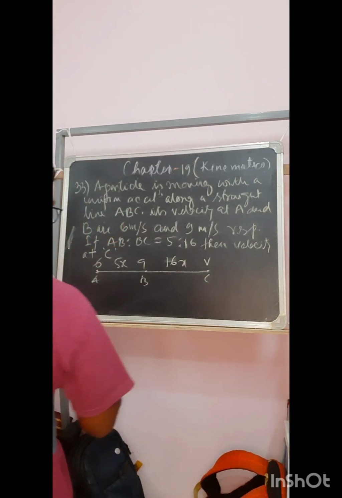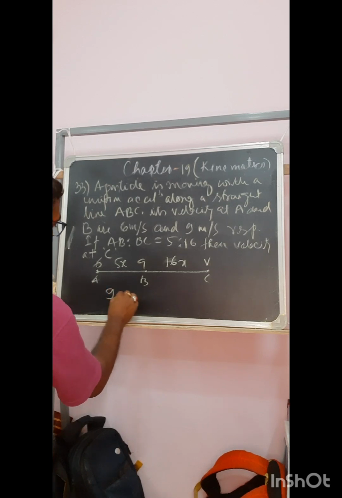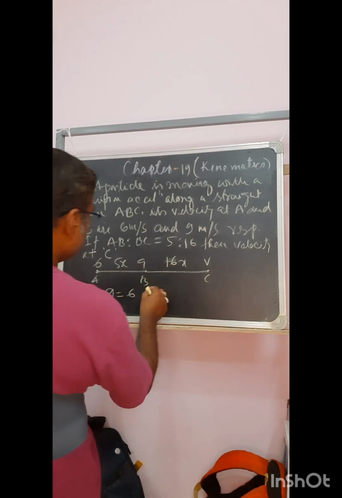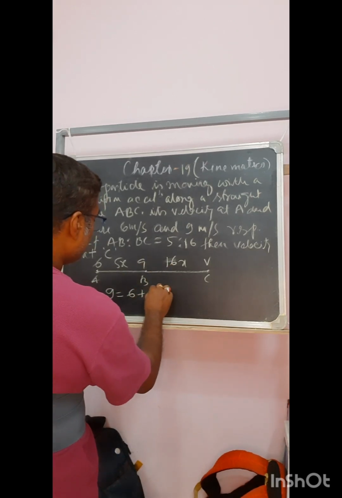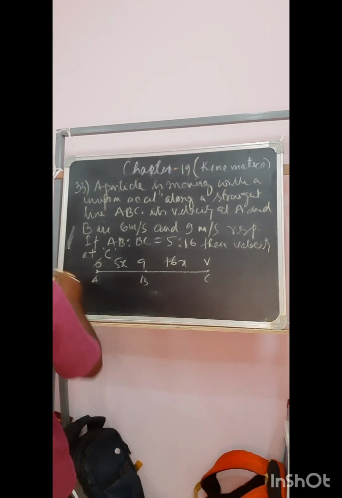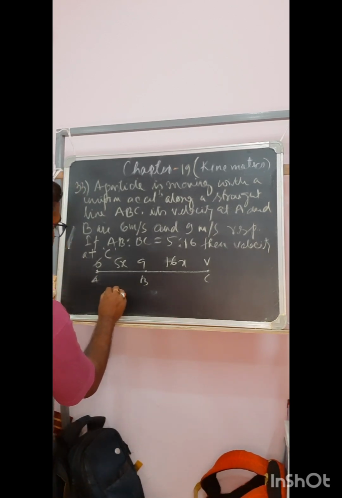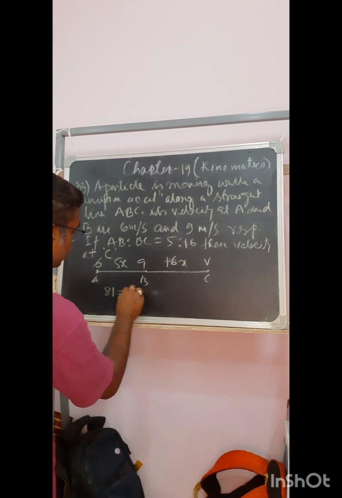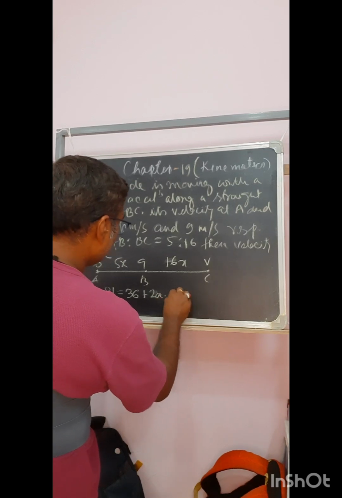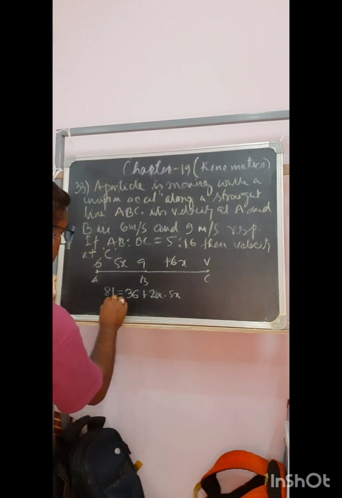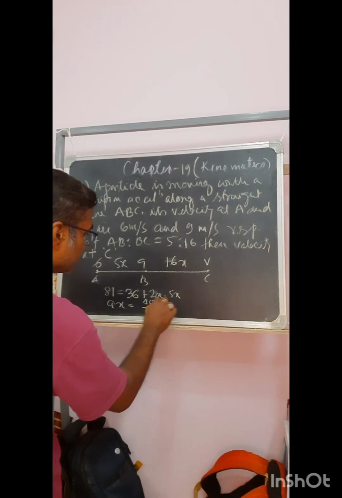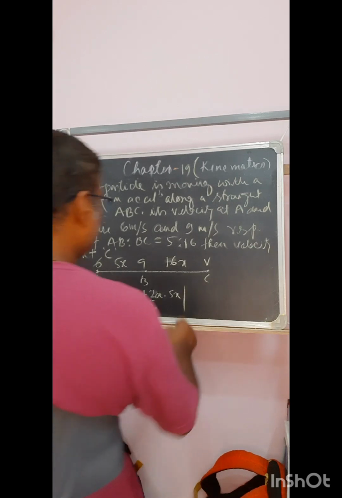So for the first equation, V is 9, U is 6, and the velocity is increasing. Because time is not given, we have to consider V square, that means 81, equal to U square, 36, plus 2a into 5x. So from here ax will be 45 divided by 10. So this is your first equation.